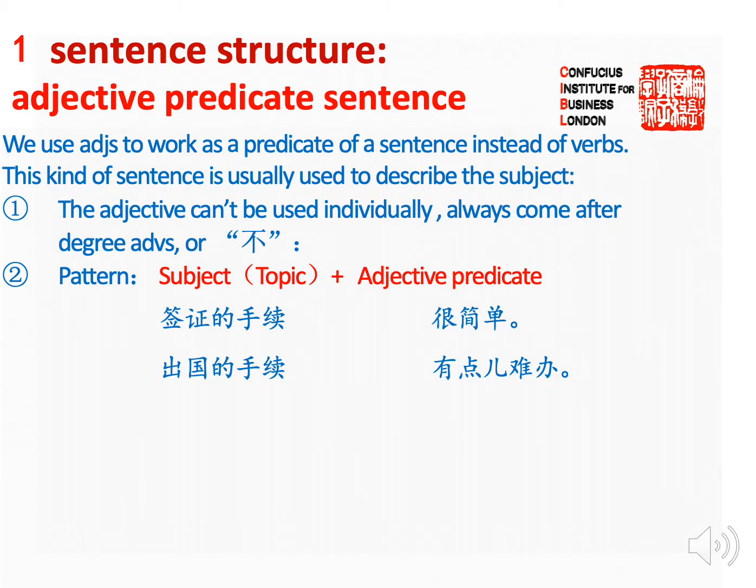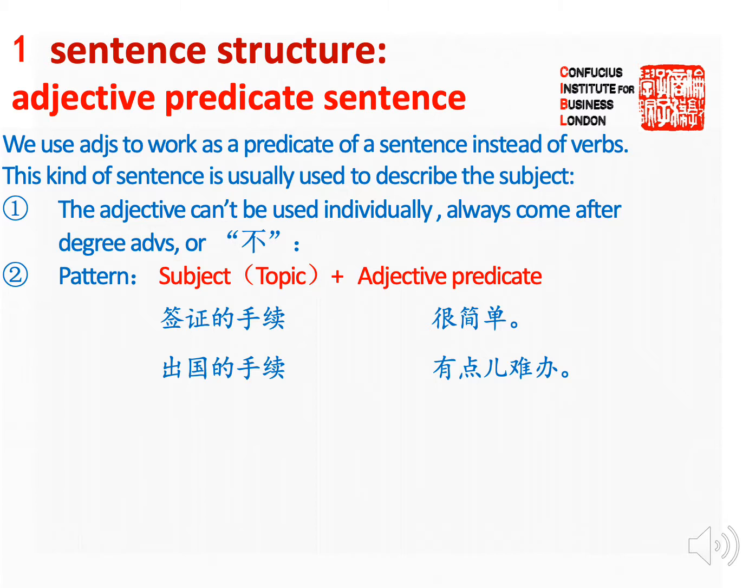In lesson 7, we talked about this adjective predicate sentence. Okay, so we use adjectives to work as a predicate of a sentence instead of verbs. And this kind of sentence is usually used to describe the subject. Okay, we should pay attention. First, the adjective cannot be used individually and always comes after degree adverbs or 不.